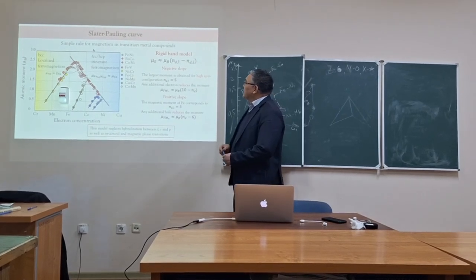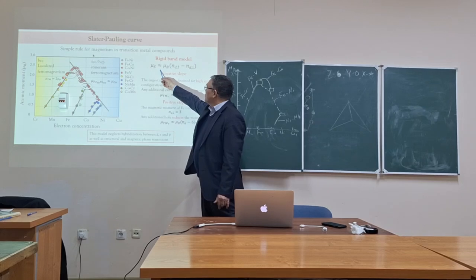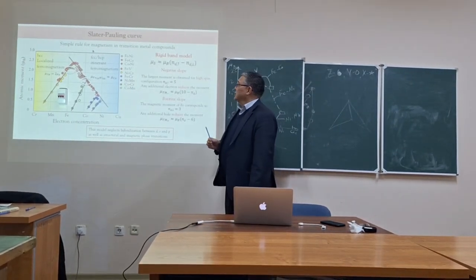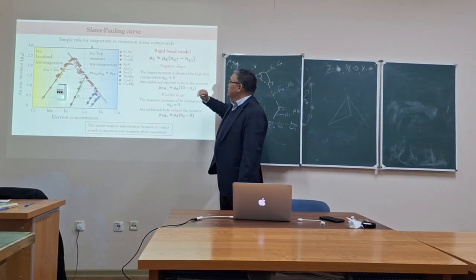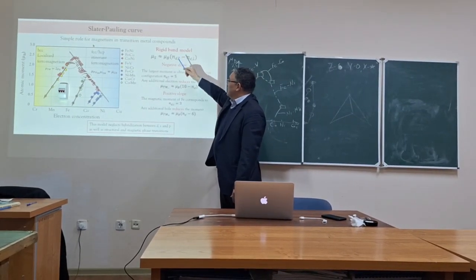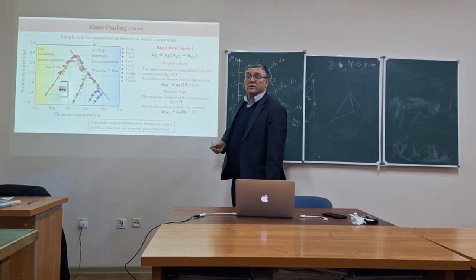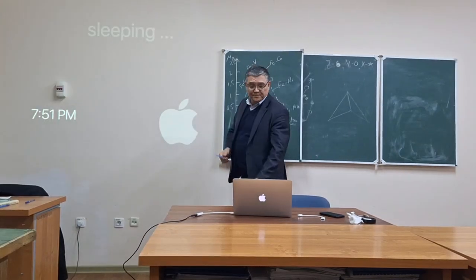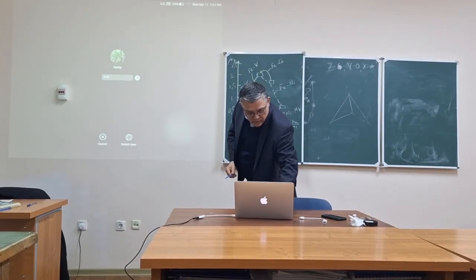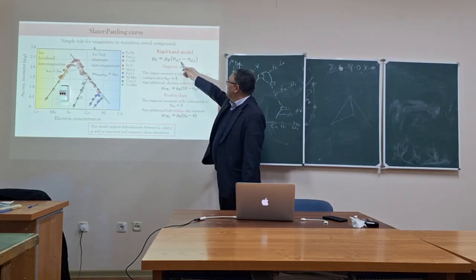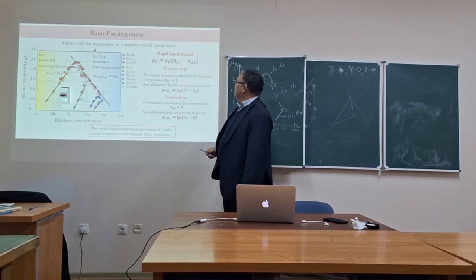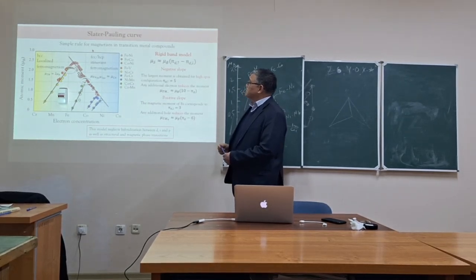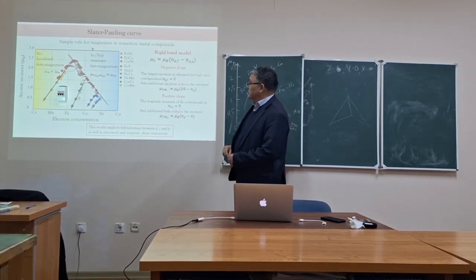This is called the rigid band model, and it corresponds to the usage of this formula, where mu stands for the magnetic moment and mu B is the Bohr magneton. Nd with the upward arrow corresponds to the number of d electrons that have upward spin, and Nd with the downward arrow corresponds to the number of d electrons that have downward spin. So this is called the rigid band model.